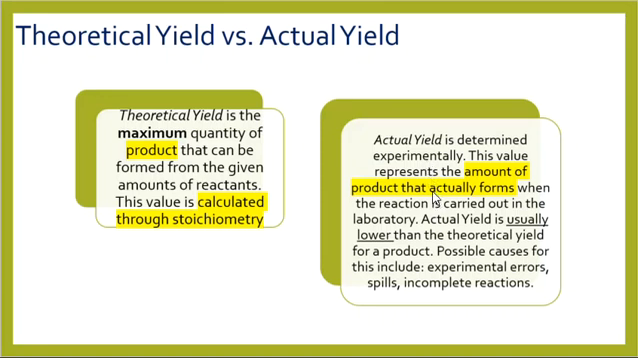Actual yield is going to be determined experimentally. This value represents the amount of product that is actually formed in the lab. So usually a problem might state something like, in the lab 45 grams of product were made. If that statement is expressed, then you should understand that 45 grams represents the actual yield. This value is going to typically be lower than the theoretical yield for a product, and possible causes for this could be due to spills or incomplete reactions.